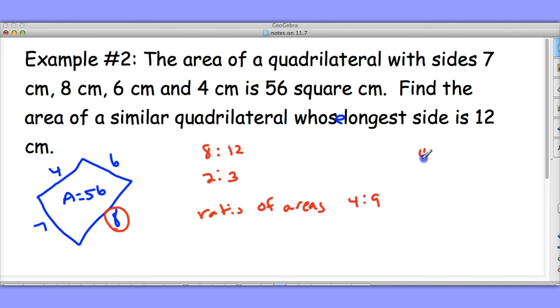So we need to compare smaller figure to larger figure as we set up our ratio, and the area of the smaller figure is 56. So when we solve this proportion, we would end up with x equals 126 square centimeters.